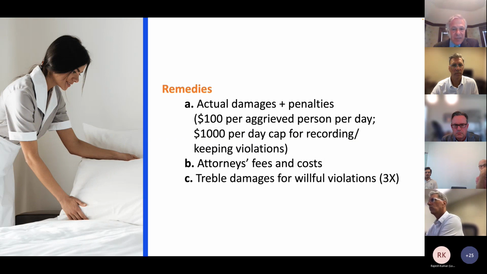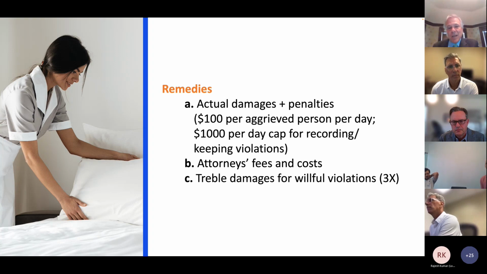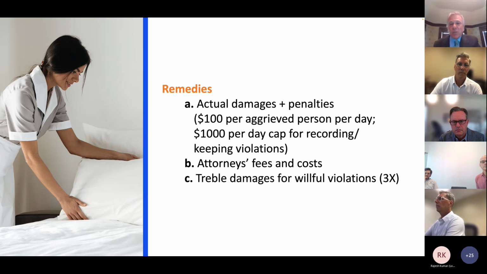The damages are significant, in addition to actual damages. For those of you who've had the pleasure, and I say that sarcastically, of having a PAGA action, the penalties are similar. They are $100 per employee per day. Record keeping violations are capped at $1,000 a day. But there's a private right of action. If an employee finds counsel, you pay for their attorney's fees and costs. And for willful violations, damages are trebled, meaning you pay 3 times the underlying award in damages.